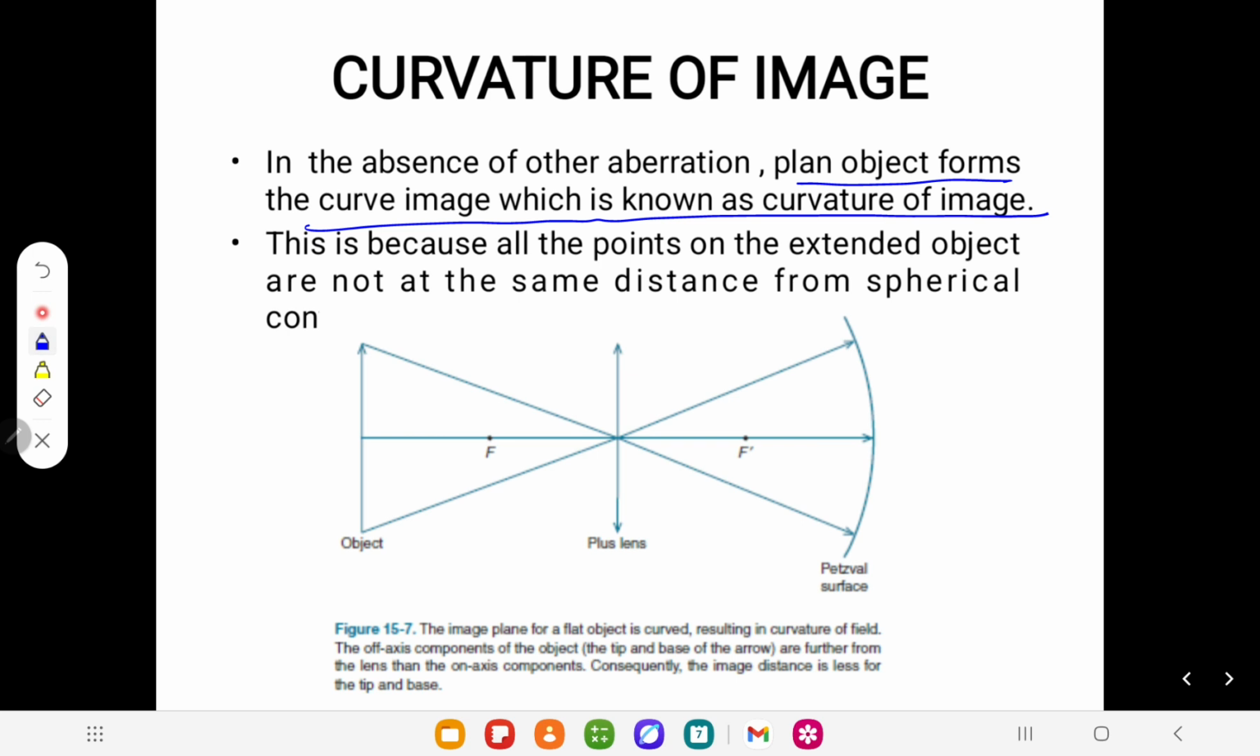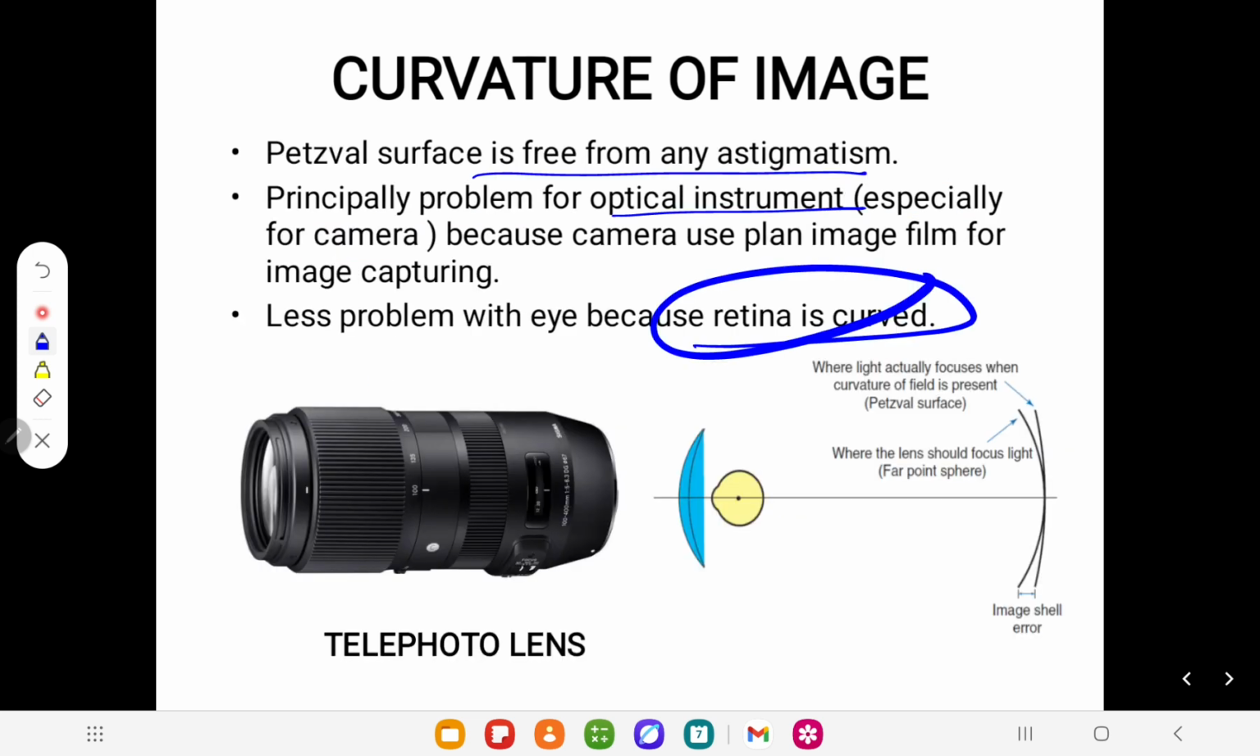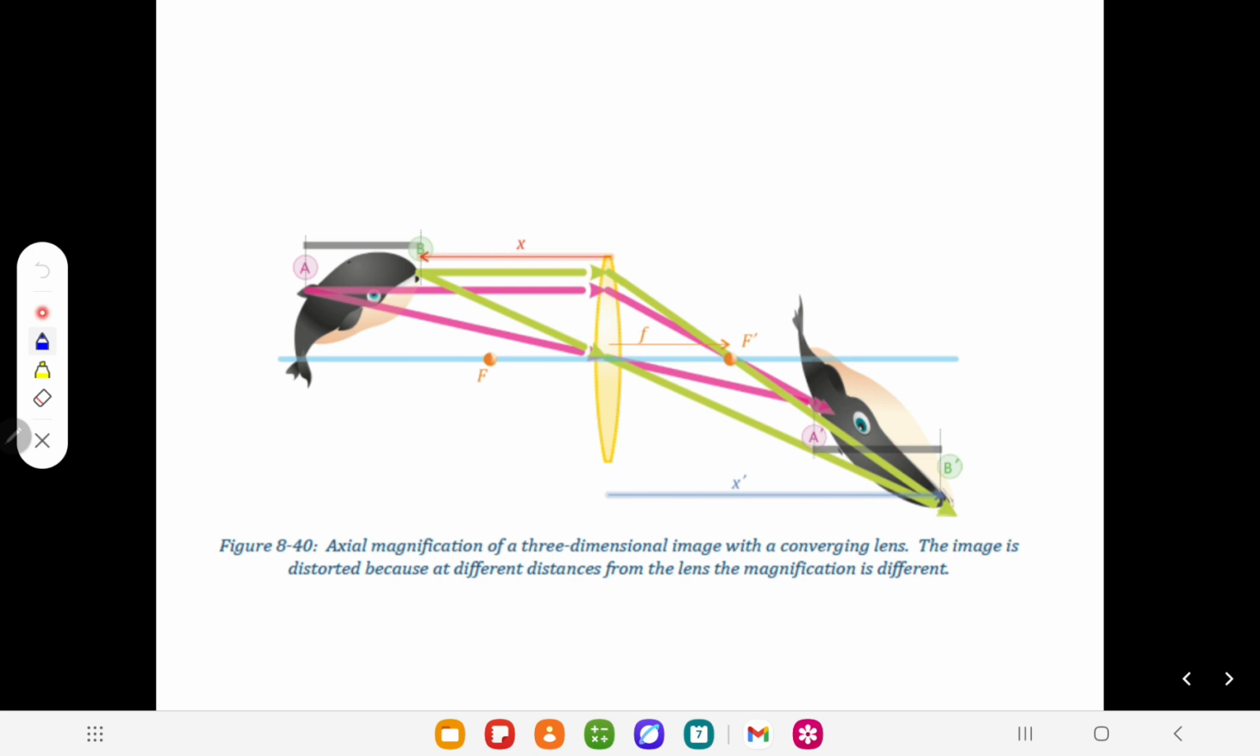This is because all points extended from the object are not the same distance from the spherical surface. If the distance is greater, then vergence is lesser, and at the same time, image vergence differs. Okay, so that's why that principal surface is free from astigmatism. It is principally a problem in optical instruments because in our eye the retina is curved. That's why in optical instruments it's a problematic thing.